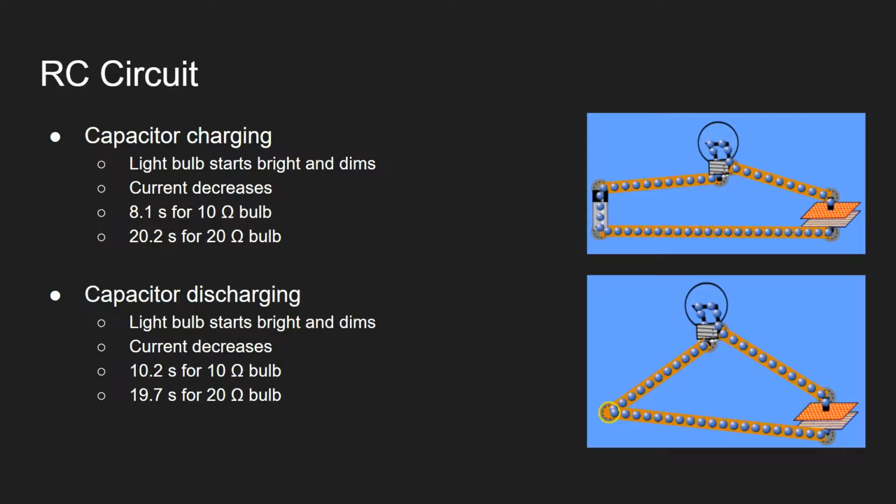When the capacitor was discharging, there was no battery in the circuit, and the light bulb started bright and dimmed out again, meaning the current was decreasing. The time it took for the 10 ohm bulb was 10.2 seconds and the 20 ohm bulb was 19.7 seconds, which is approximately similar to what we measured when the capacitor was charging.